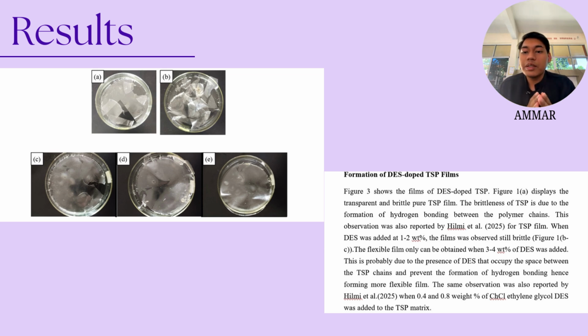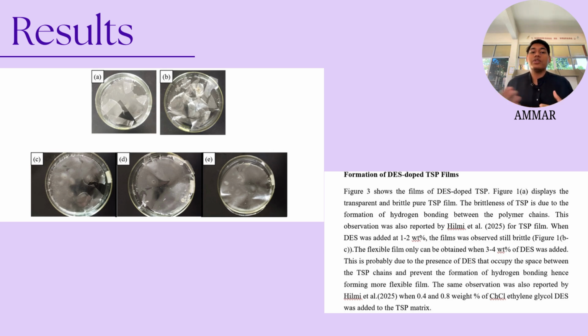As you can see in Figure B and Figure C, when the DS was added at 1 to 2 weight percentage, the film was observed to be still brittle. But we can see here the brittleness is reduced and it formed a better film. And then for Figure D and E, the film is even better and the brittleness is also decreased until it becomes 0, and the change becomes stronger. The flexible film can only be obtained when 3 to 4 weight percentage of the DES was added.